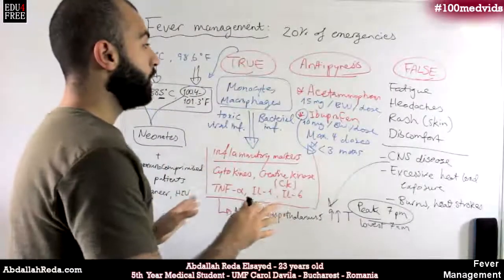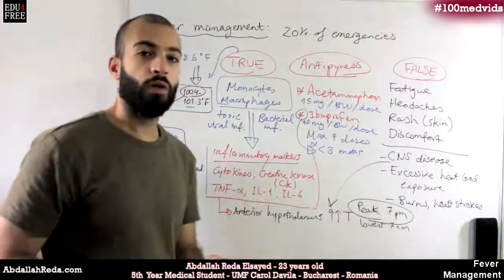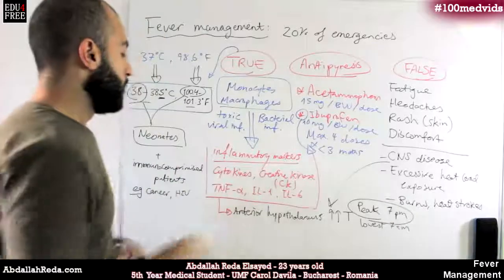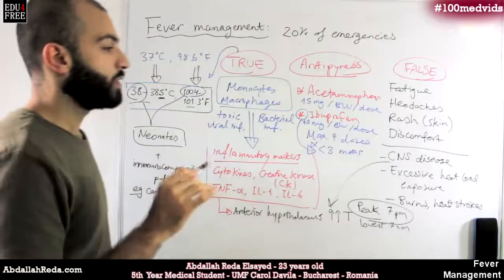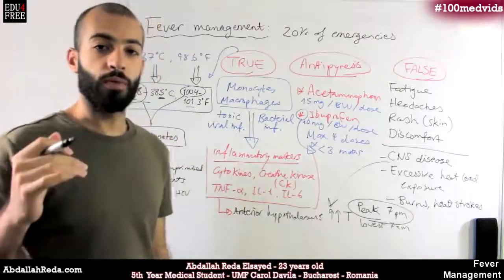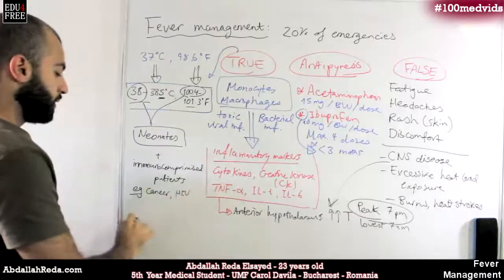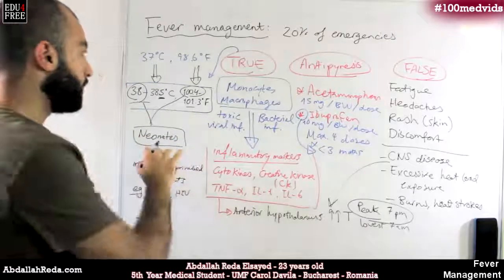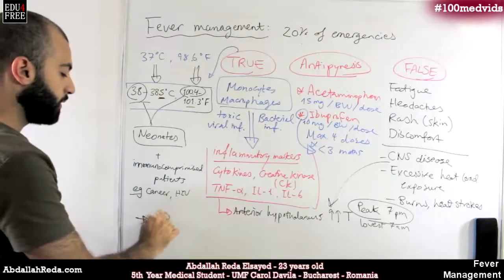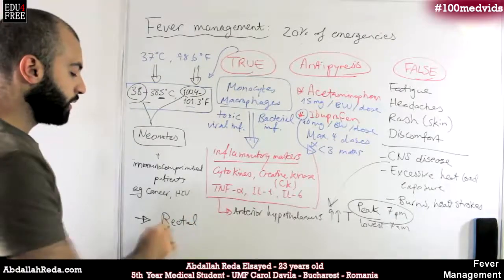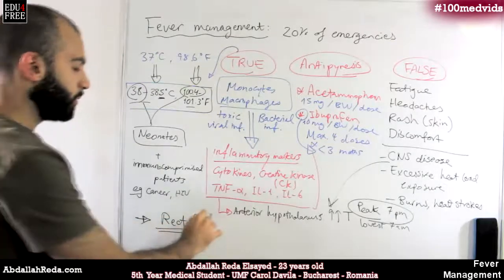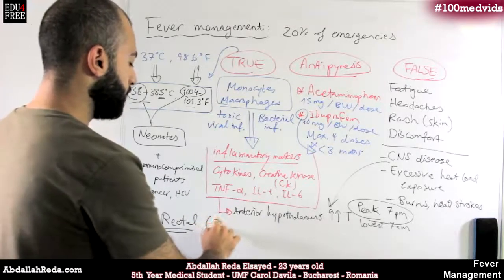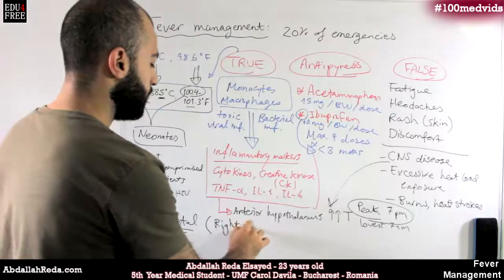Now, after we knew all of this, we have to talk about measuring the temperature. So, we have different ways of measuring the temperatures. The most accurate temperature measurement would be through the rectal route. So, the rectal route would give the right temperature.